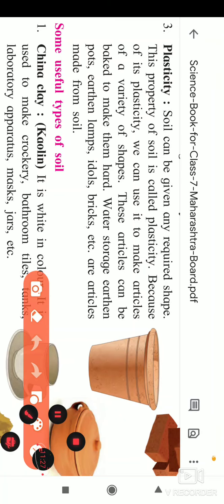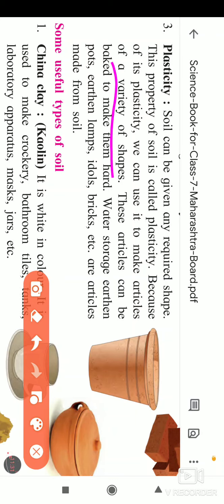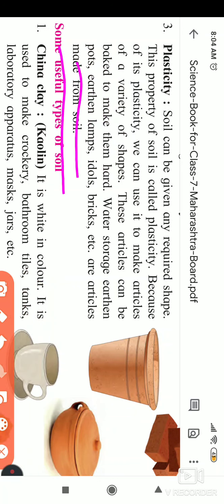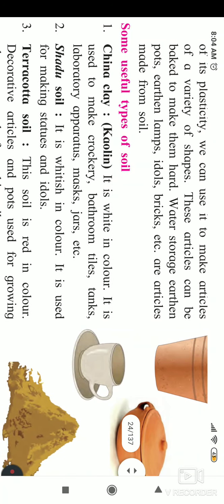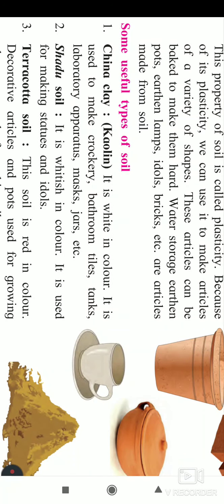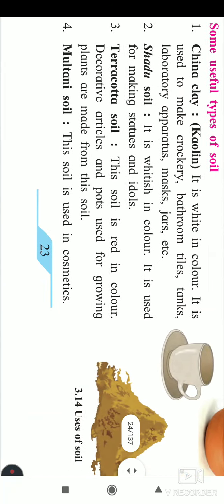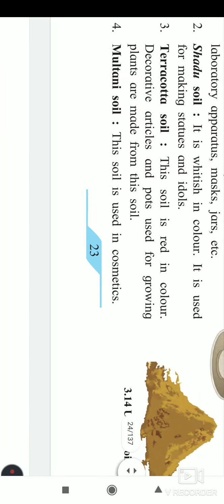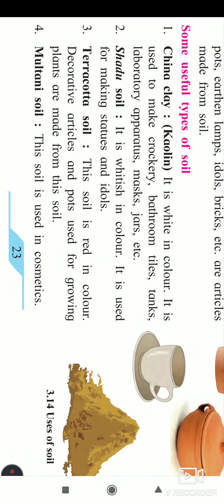Now see, we can use soil to make articles of varieties of shape. Then these articles can be baked to make them hard. Water storage earthen pots, earthen lamps, idols, bricks, etc. are the articles made from the soil. If you visit the pot makers, you will see he gives the required shape on a wheel that he uses for making these articles.